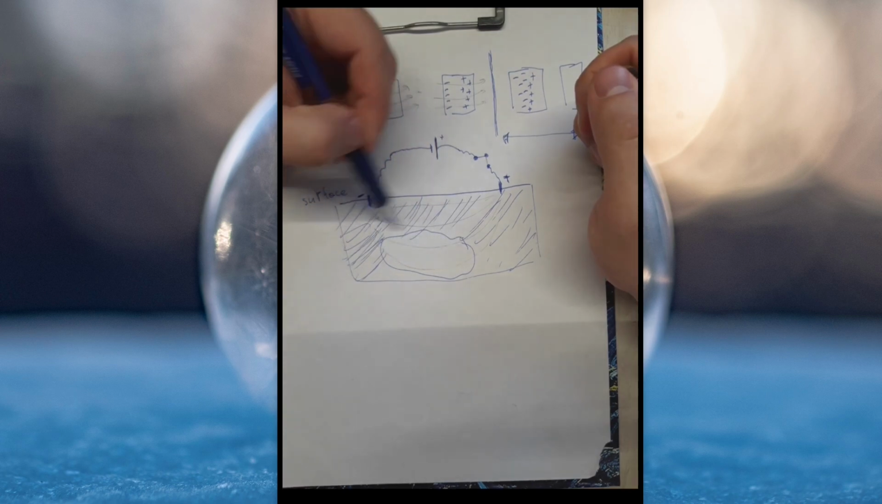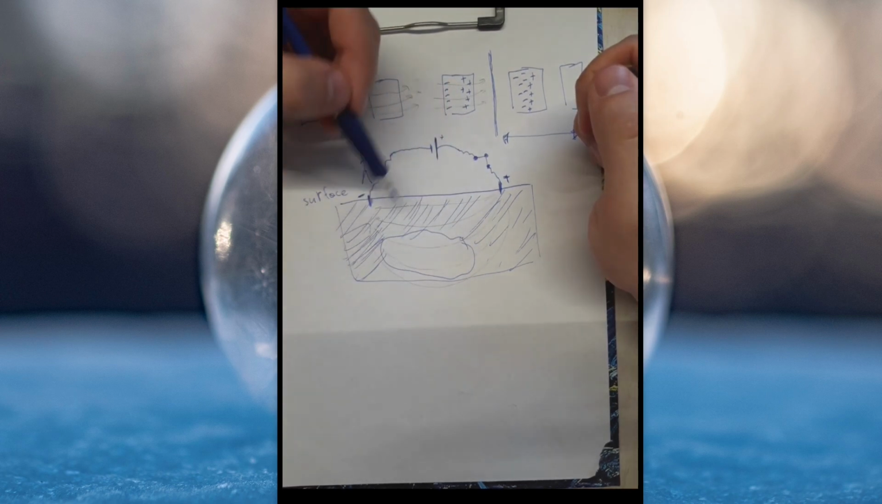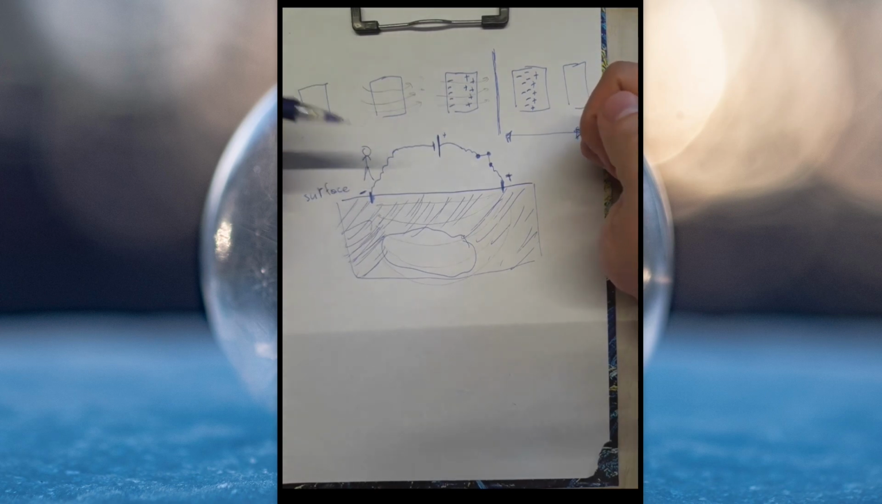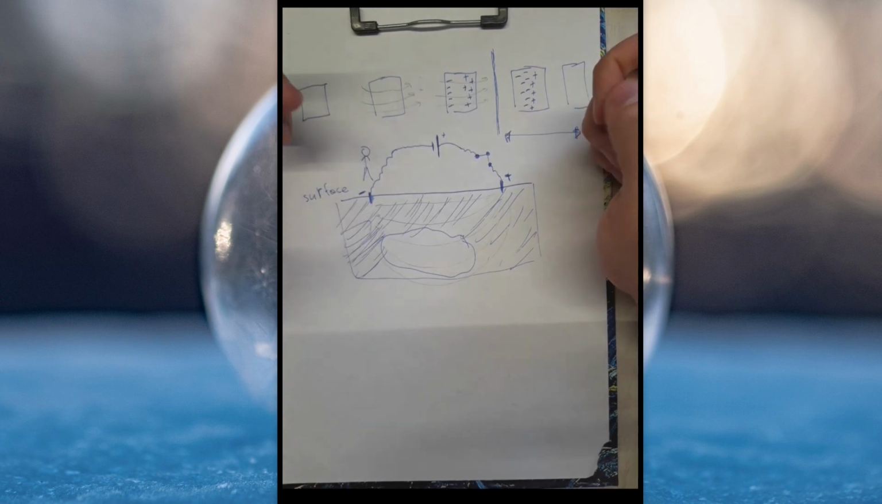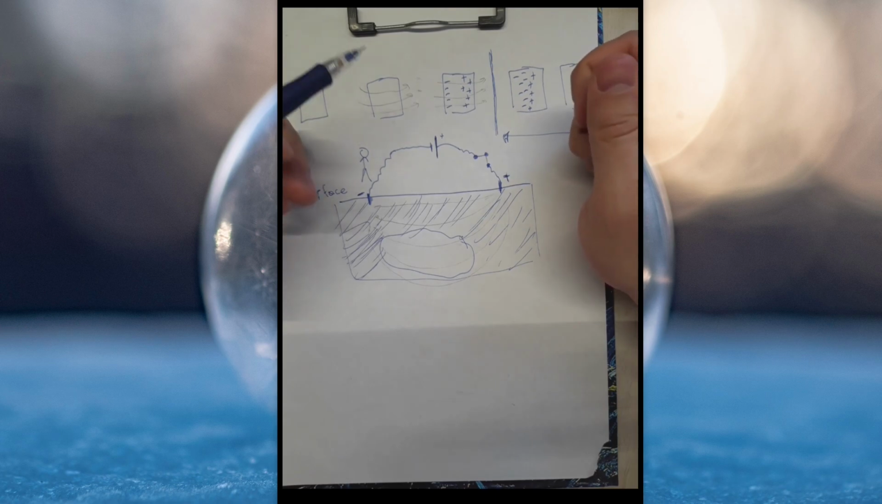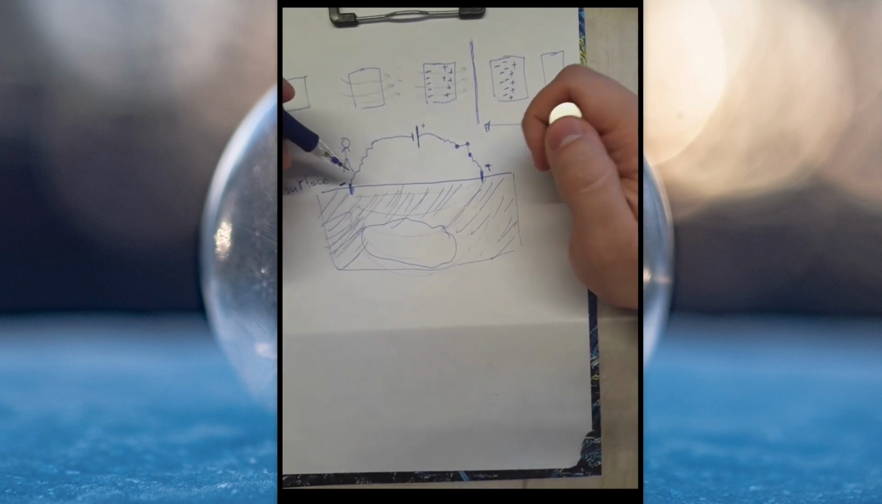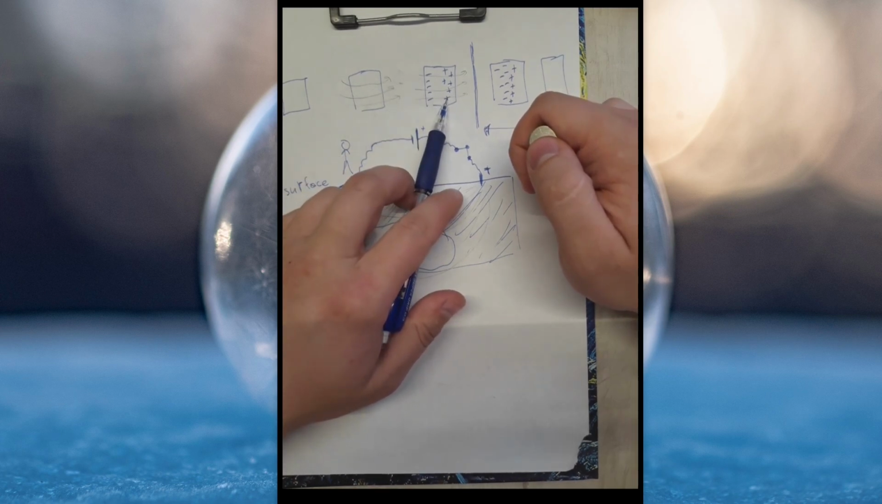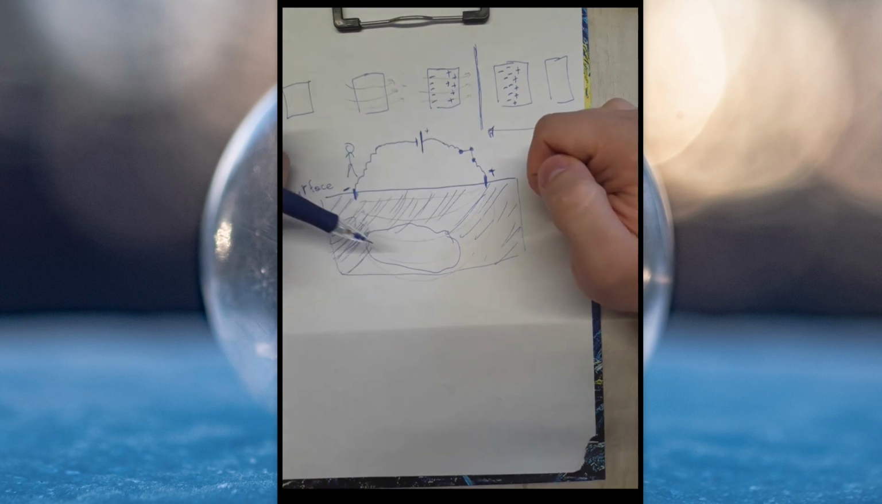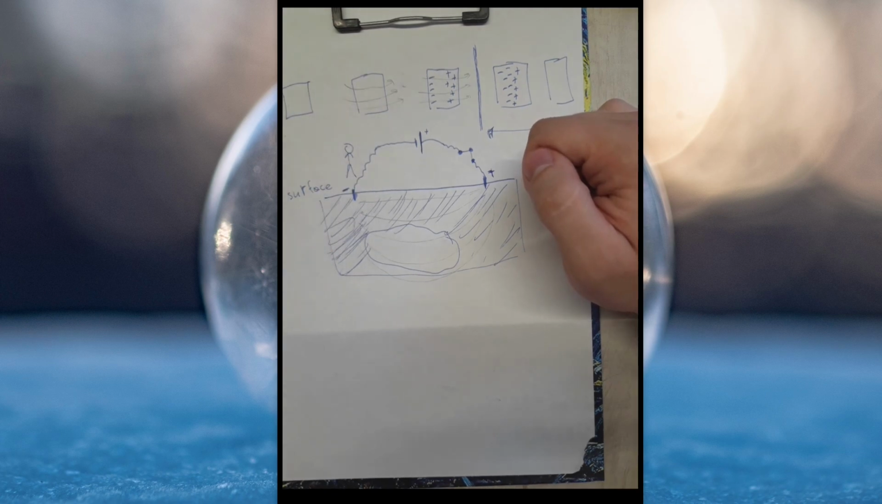And of course the current will flow because soil is usually wet. It can have some salts, minerals, electrolytes, whatever. So we are in this step. Now what happens next? This volume starts getting polarized.